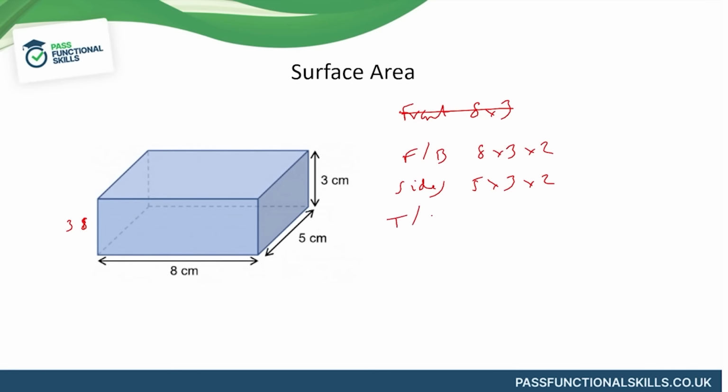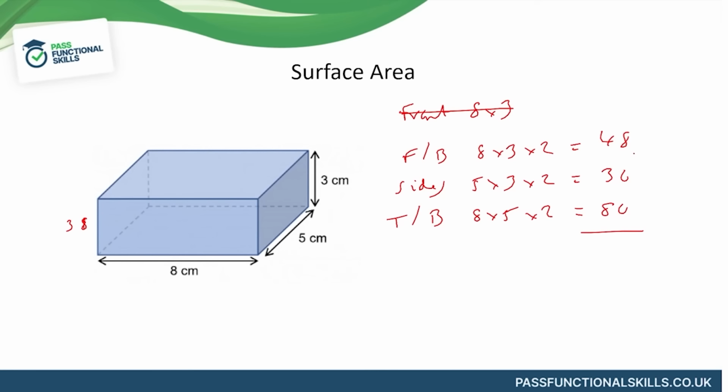Now you've also got a top and a bottom. Now the bottom is 8 times 5, so the top is also 8 times 5, so we've got 2 8 by 5s. 8 multiplied by 3 times 2 is 48. 5 times 3 times 2 is 30, and 8 times 5 times 2 is 80.